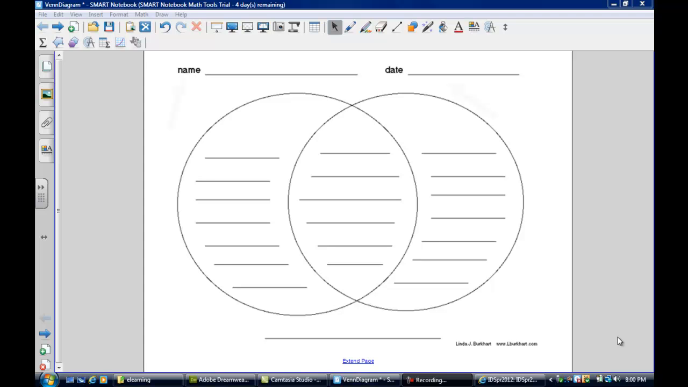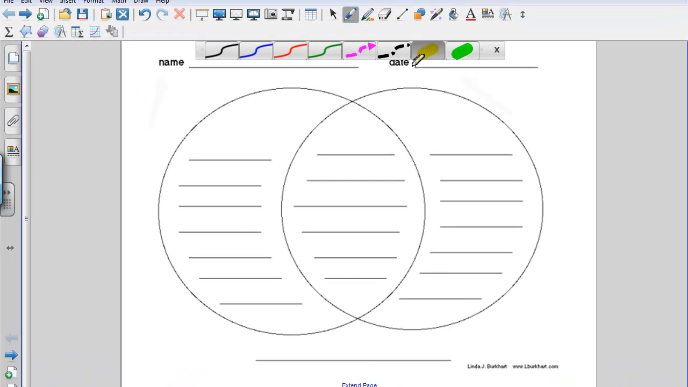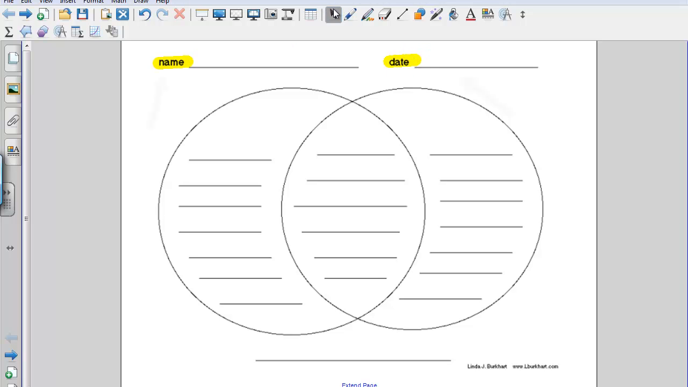Good morning, class. Please write your name and date at the top of the paper before we begin. Your name belongs here. The date belongs here. Today you will work on comparing and contrasting your two favorite versions of Cinderella.